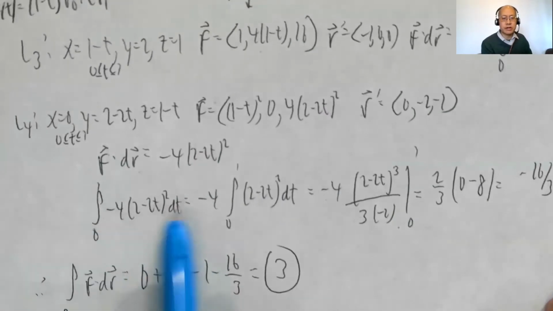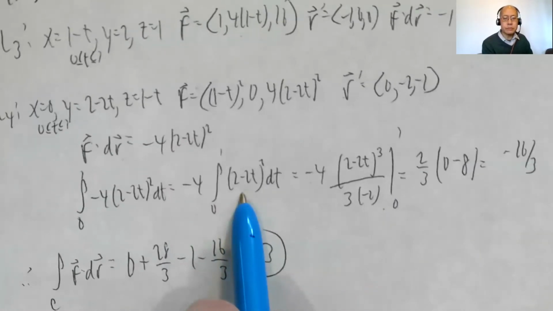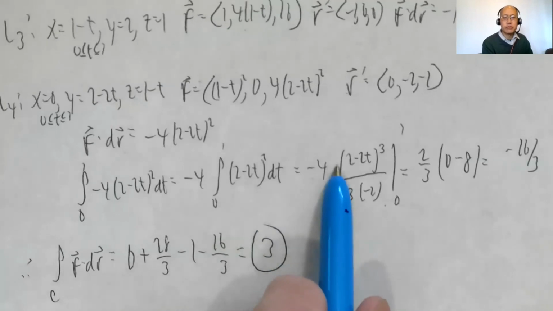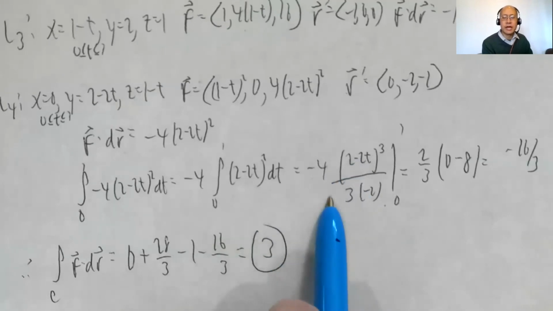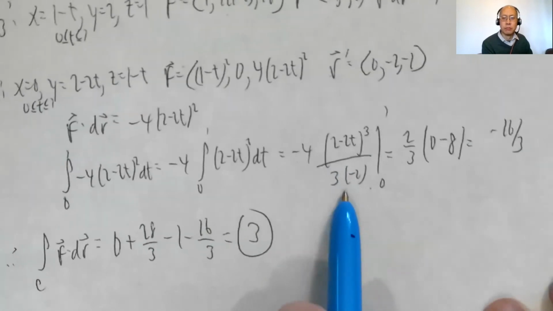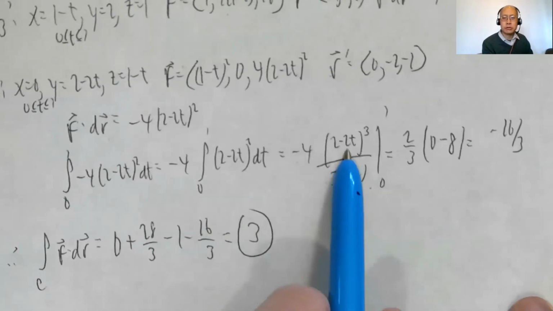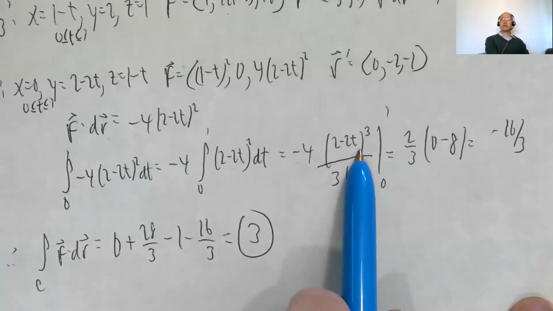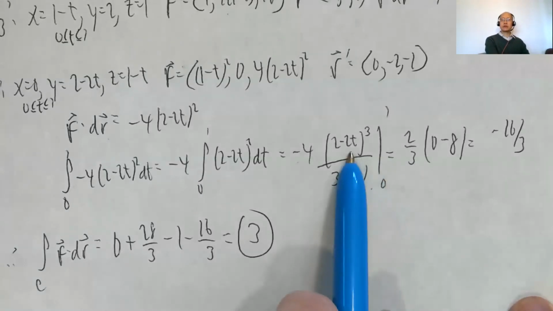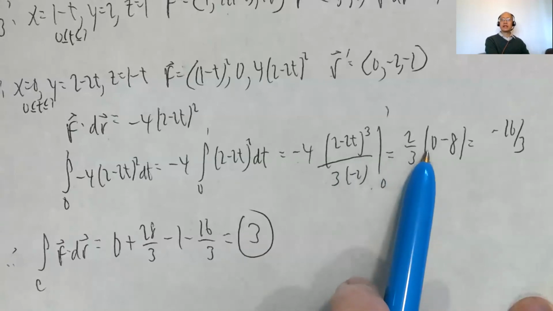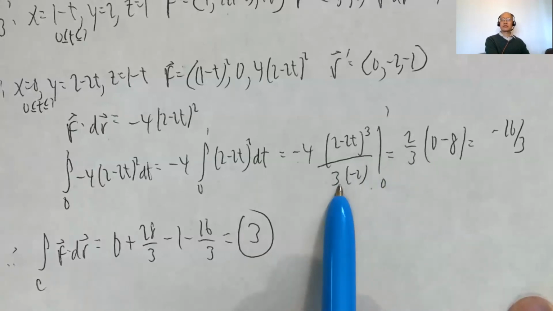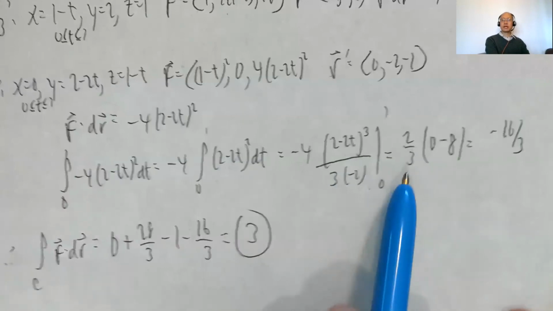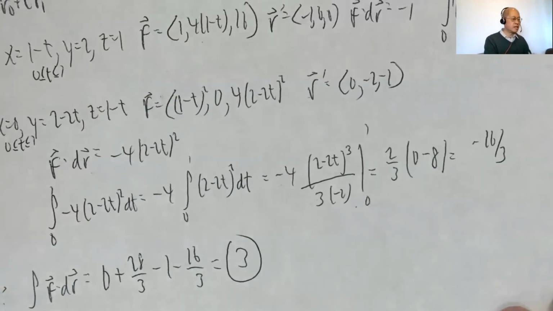Factor out the negative 4. All right, so negative 4 times 2 minus 2t cubed over 3, then by the chain rule times the negative 2. Plug in 0, you do not get 0. Actually, when you plug in 1, you get 0, right? Plug in 1 there, you get 0. Plug in 0, you get 2 cubed or 8 divided by negative 6. 2/3 times negative 8, negative 16 over 3 is the answer. Okay, so that's section 16.8.